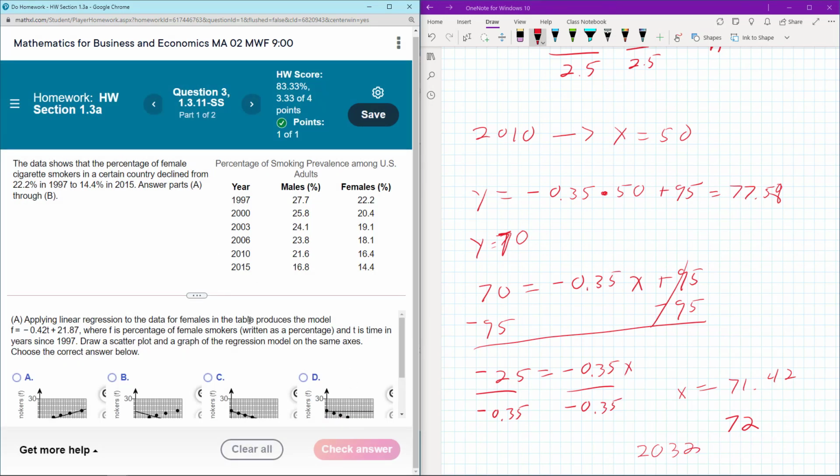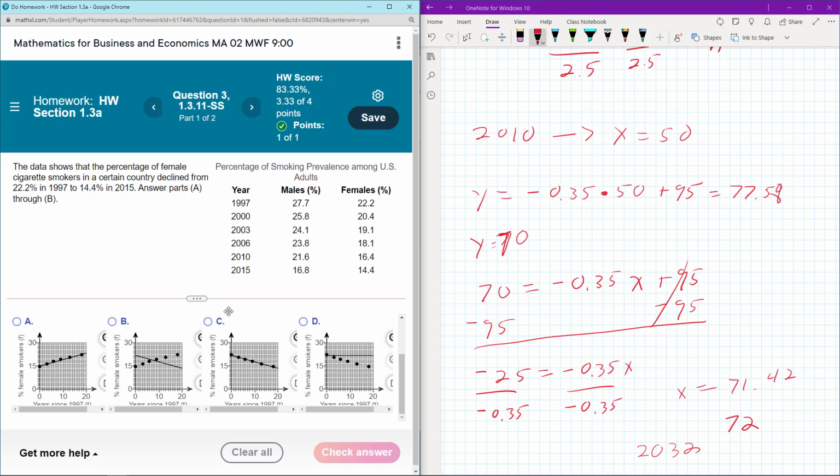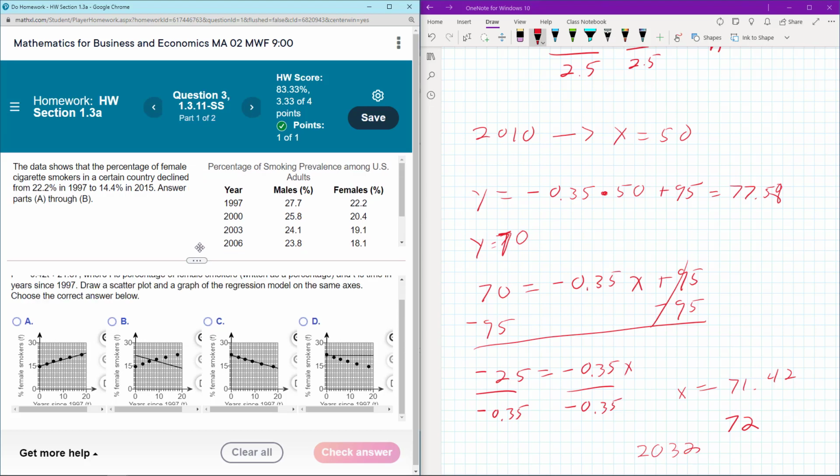Now, all these questions are pretty much variations on the theme. So here we have that the data shows that the percentage of female cigarette smokers in a certain country declined from 22% in 1997 to 14.4% in 2015. And we want to answer parts A through B. And of course, here's the data, for both males and females. Let me bring this up a little bit.